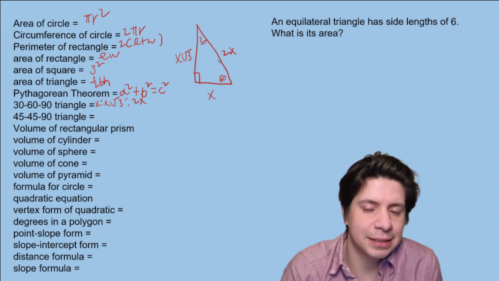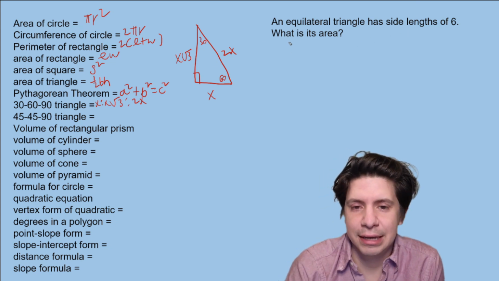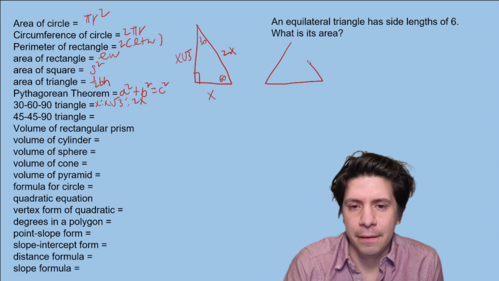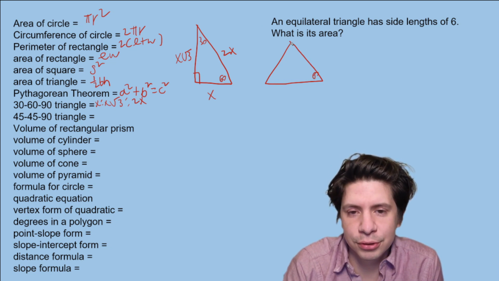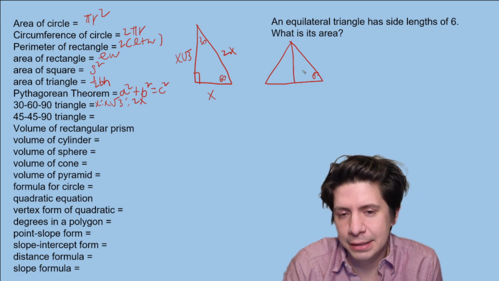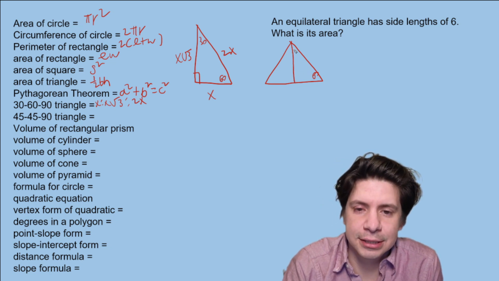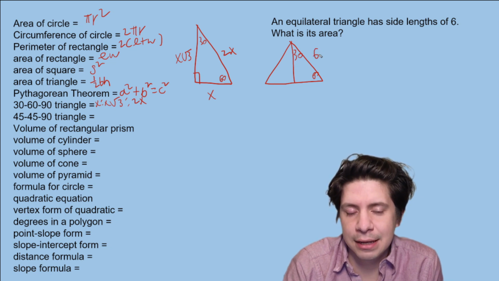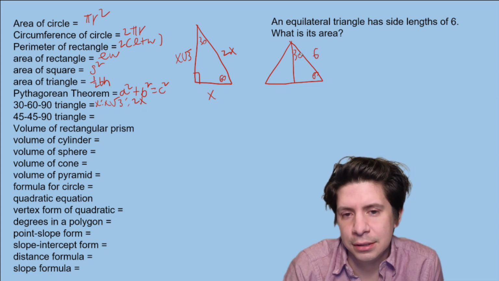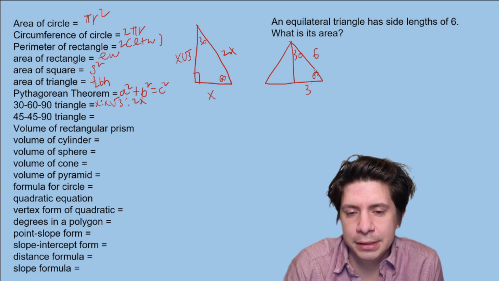An equilateral triangle has side lengths of 6. What is its area? That doesn't seem like a 30, 60, 90, but you can see how you apply it here. Look. So these angles are 60, right? In an equilateral triangle, we draw the altitude down to find the height, right? So this is 60, and this just got split in half. We now have a 30, 60, 90. This is 6, so if that's the hypotenuse of 6, that's 2x. So x would be 3, and this would be 3 root 3.